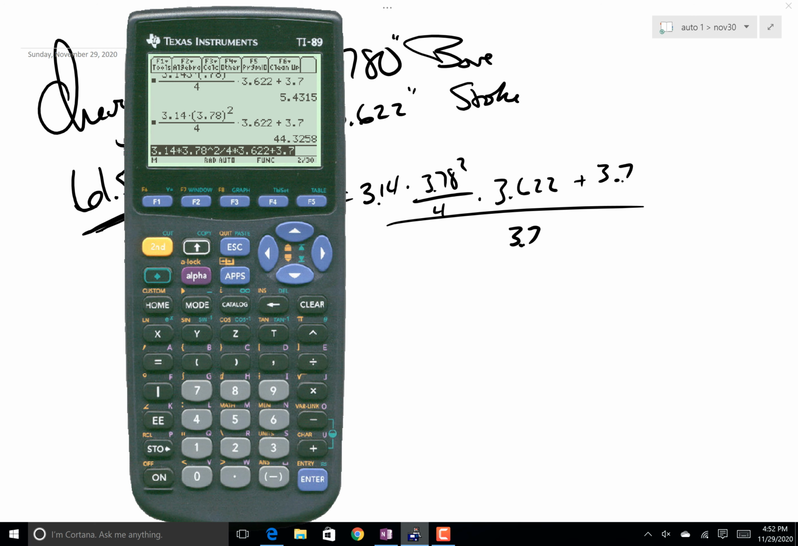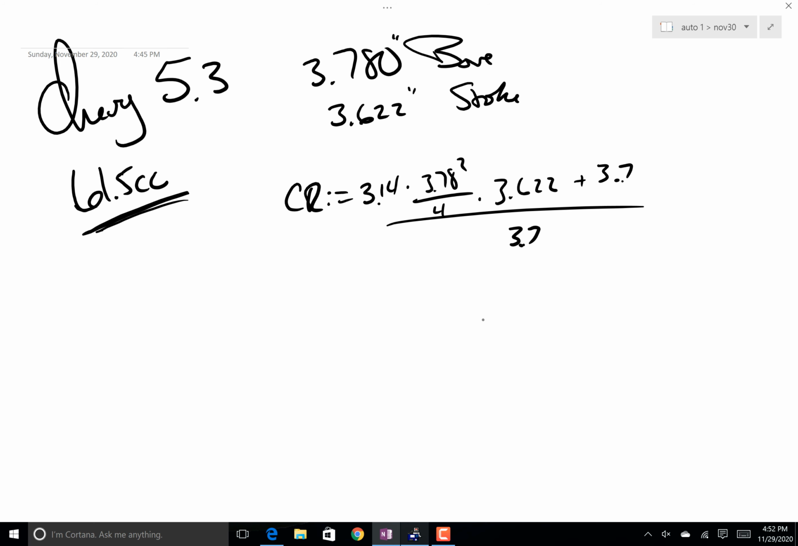That's better. Now, if I divide that by 3.7, I get almost 12 to 1. You're like, that can't be, Mr. Groom, because they just drive down the street. I concur. So let's go look it up, shall we?